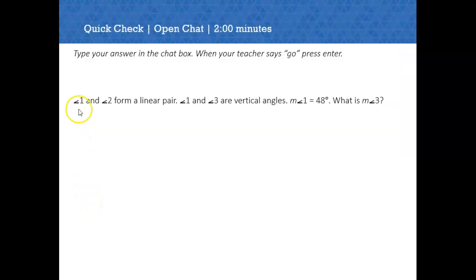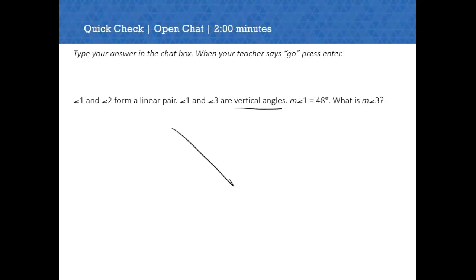So let's take a look. Angle 1 and angle 2 form a linear pair. Angle 1 and angle 3 are vertical angles. The measure of angle 1 is 48 degrees. What is the measure of angle 3? What is important to know here is they use vertical angles.